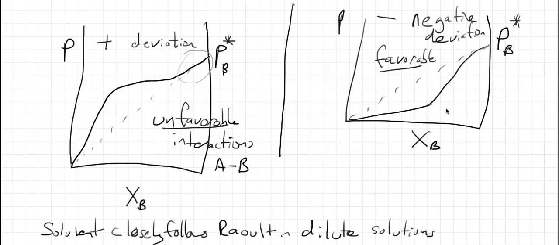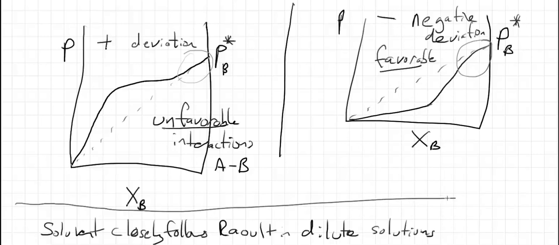Oh, and we see something over here. What do we notice in this region over here? Oh, we're following Raoult's law closely. So this idea that the solvent follows Raoult's law very closely in dilute solutions is true whether you're unfavorable or favorable. So if you get a dilute enough solution, the solvent, and we better underline that we're talking about the solvent here, the solvent will follow Raoult's law as long as we're dilute enough.